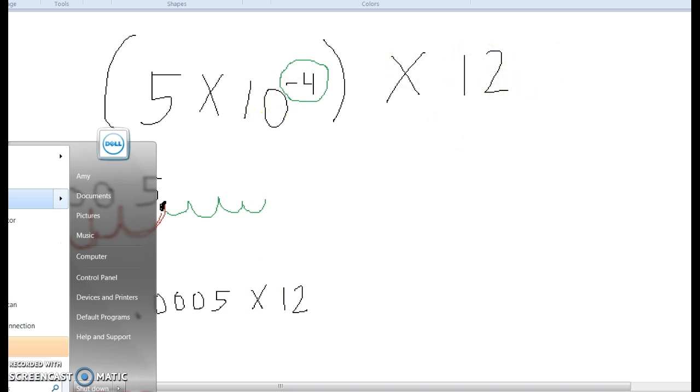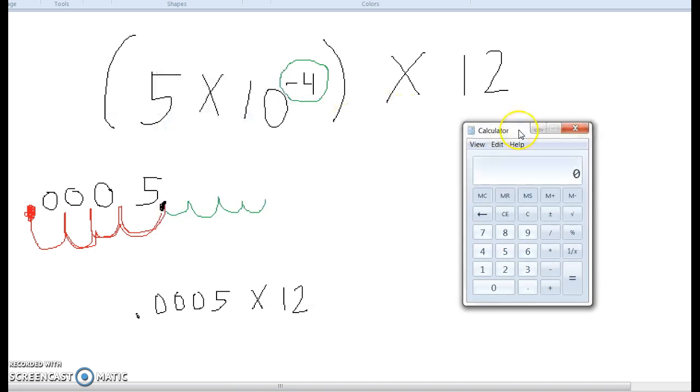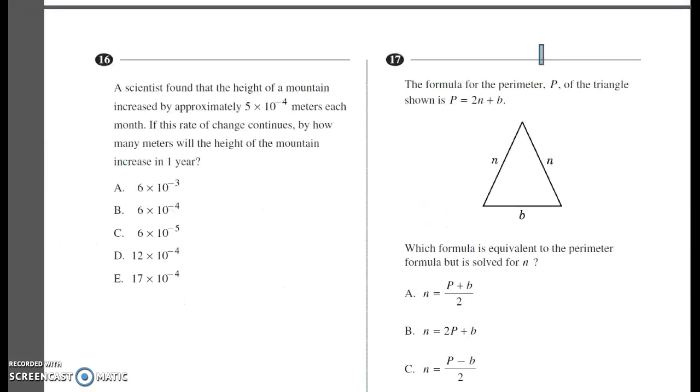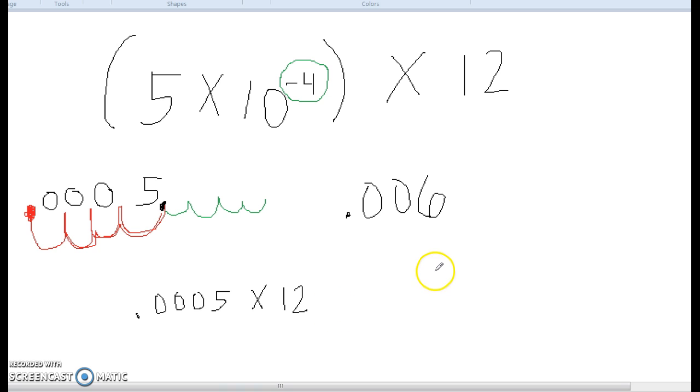Now what I'm going to do is I'm going to go to my calculator because I need to know what this number is. So I'm going to put in 0.0005 times 12. And the answer is 0.006. Okay? Go to your answers. That is none of these answers here. All of these answers are written in scientific notation format. So what we have to do now is change this, which is in standard format, to scientific notation format. So let me get another blank page for you.